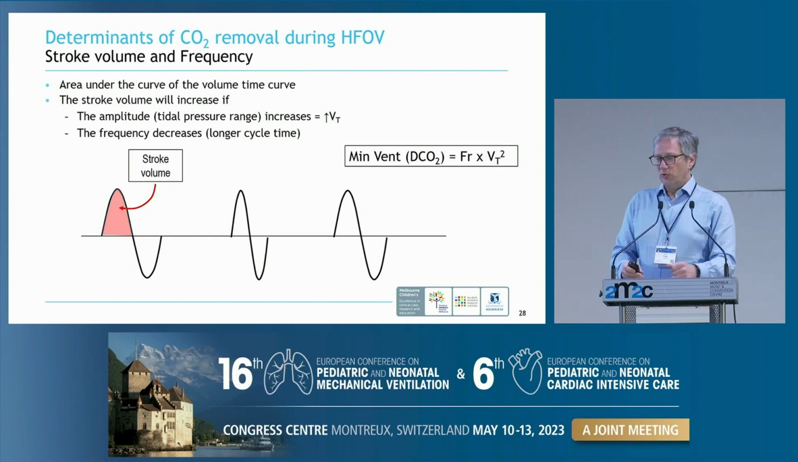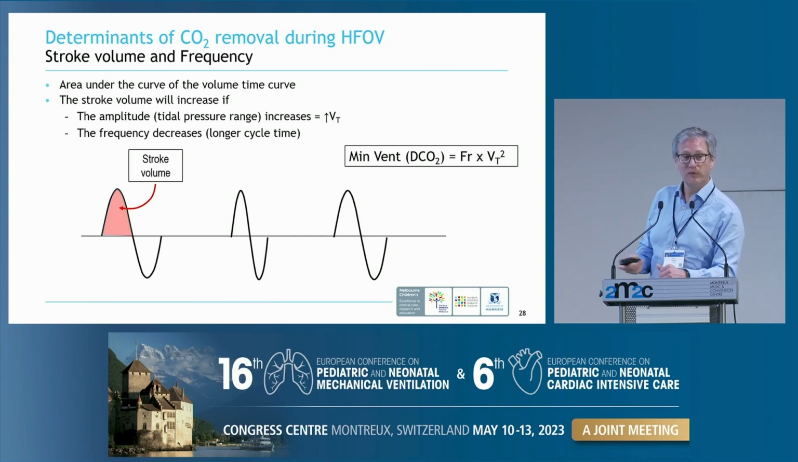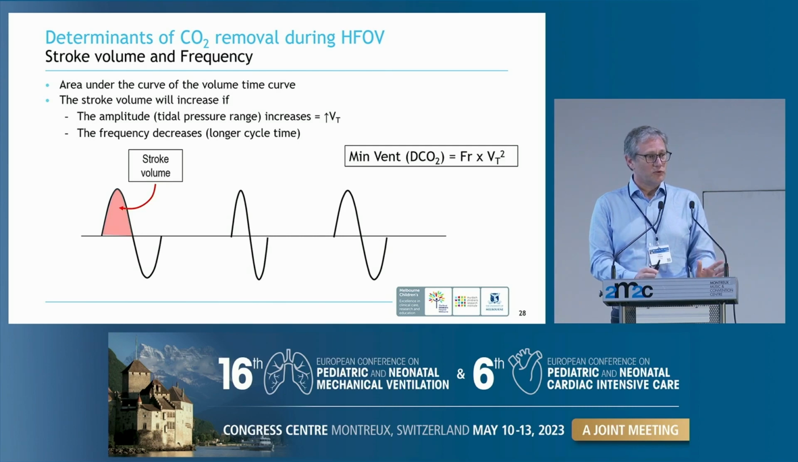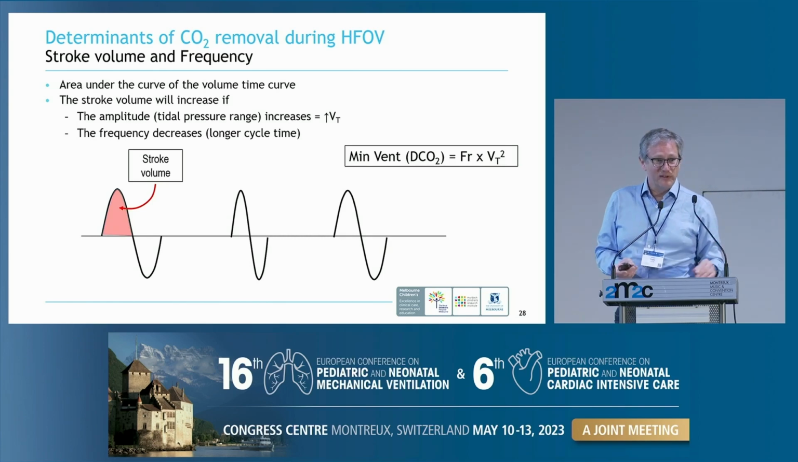How do we set the delta P on an oscillator? And how do we clear CO2? CO2 clearance on high frequency is frequency times VT squared. If you want to spend the rest of the day being really bored, unless you're into mathematics, go read the original works that describe why it's VT squared. I always tell my fellows it's just all magic, but it's true.